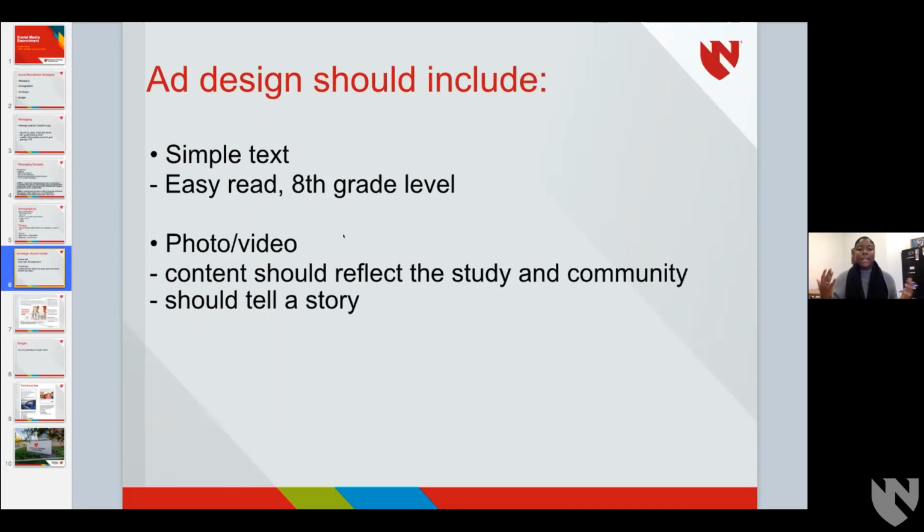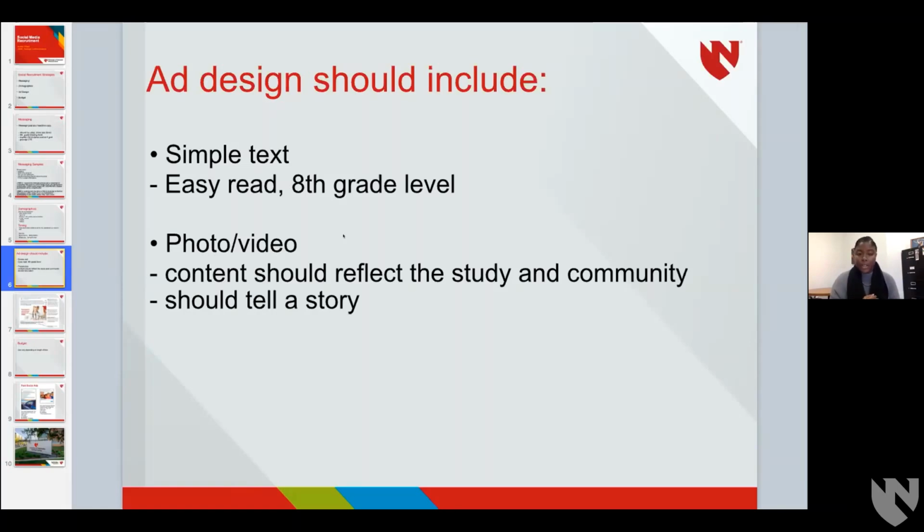So ad design, like I mentioned earlier, having simple text, easy to read, making sure it's 8th grade level. And we say this because we want people to be able to see an ad, and if they feel like they know someone who could potentially participate, we want a neighbor to be able to tell their neighbor about this ad in the simplest way. So how can they remember this ad so they could go tell someone that they know, or someone that they feel would be right for this study? So making sure it's condensed and it's easy to read.